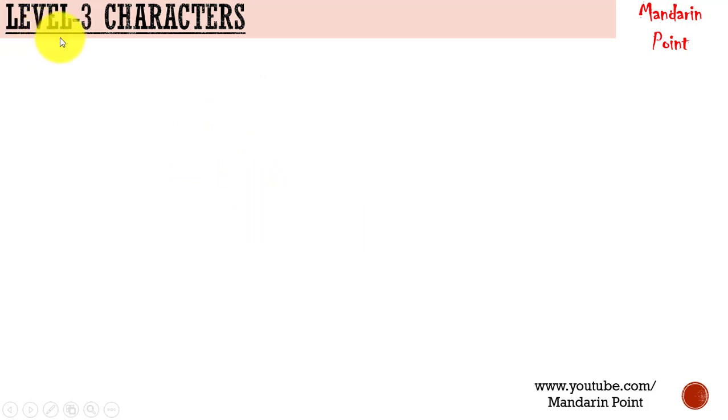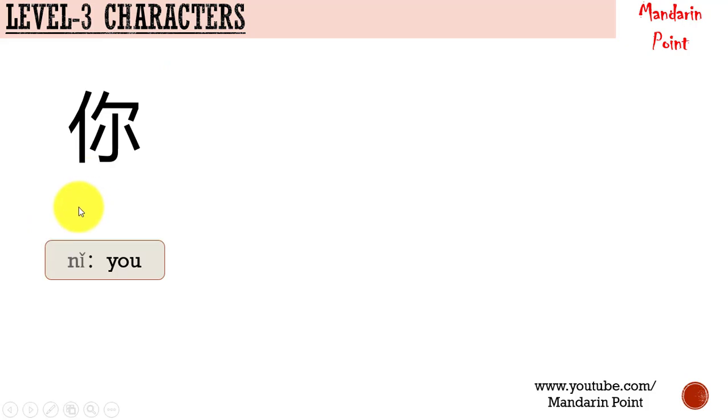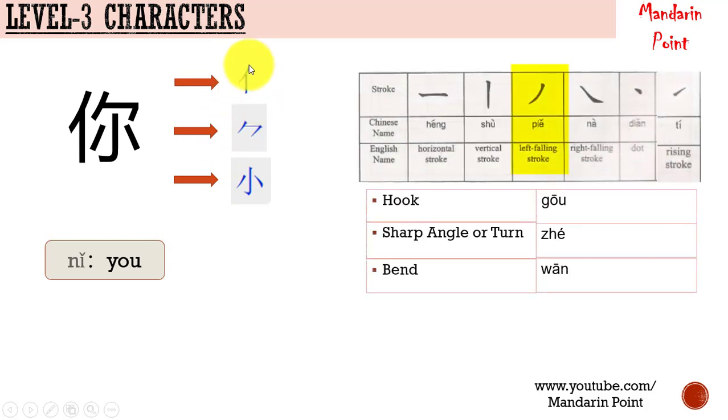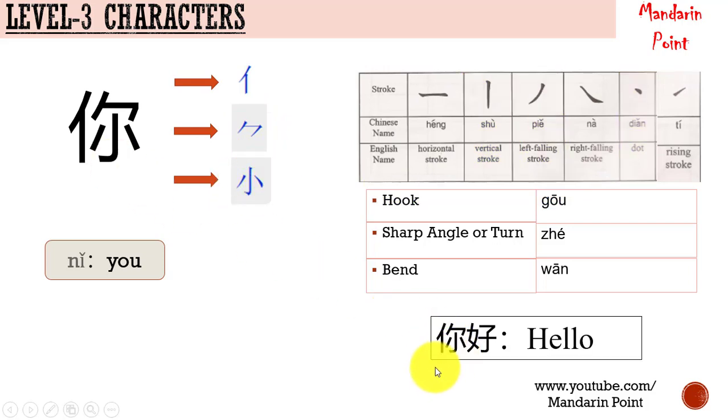Now we are studying the level 3 characters. Level 3 characters means that the character will be composed of 3 basic or level 1 characters. It is Ni, You. So let's decompose it. 1, 2 and this one is 3. So this Ni is composed of 3 basic or level 1 characters which are directly derived from basic strokes. For example, this one, Pie Shu, Pie Hang Gua, Shu Gua, Pie Tian. Its example is Ni Hao, meaning hello.